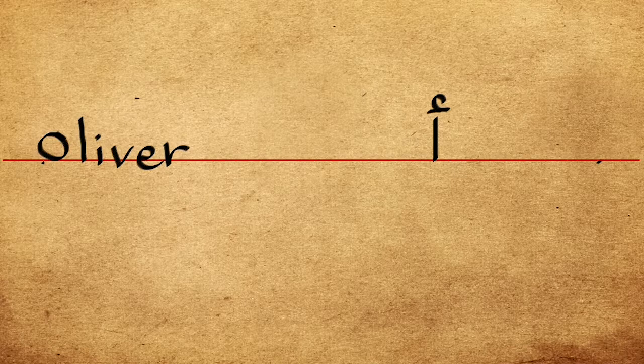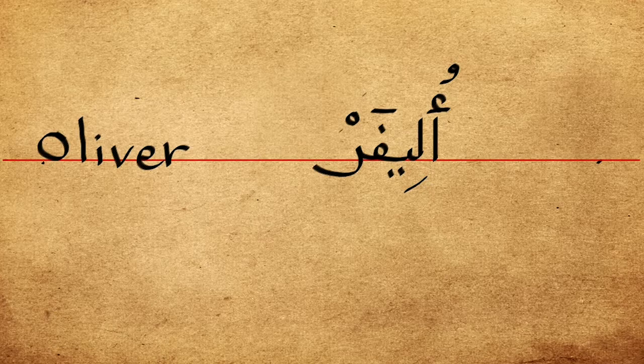Here is the Alif. The Alif with Hamza on the top of it. Lam, the first shape or the initial form of the lam. And here's the medial form of Ya, and the medial form of Fa, and the final form of Ra. So it's Oliver. The next name is Harry.